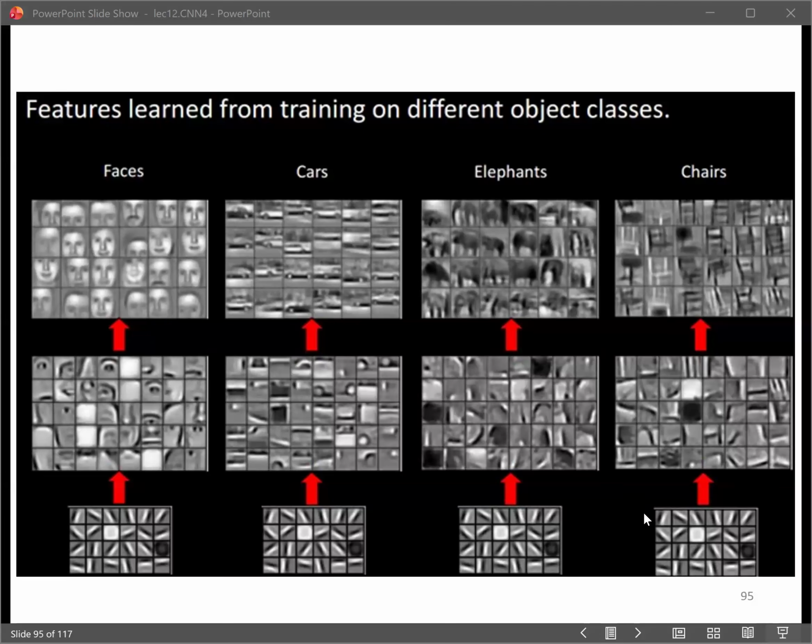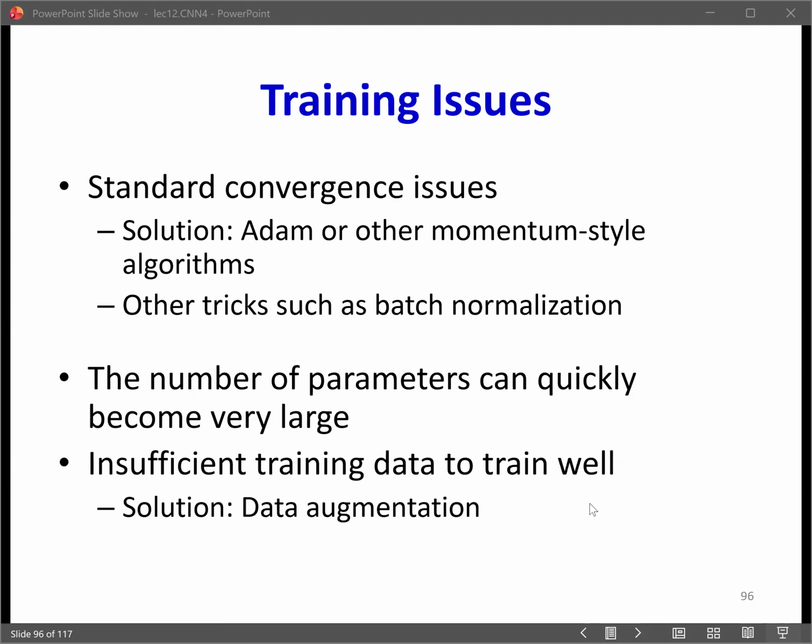Same with chairs, right? And so what we are finding is that you actually get this very hierarchical buildup of patterns, very satisfying, which is exactly the kind of thing we even see in mammalian vision, and we hope to get, and we indeed do get it, right? There are lots of training issues, standard convergence issues. The solution is to use ADAM or other momentum style algorithms, tricks like batch norm. You'll do those in your homework.